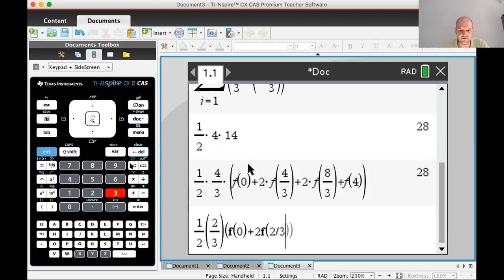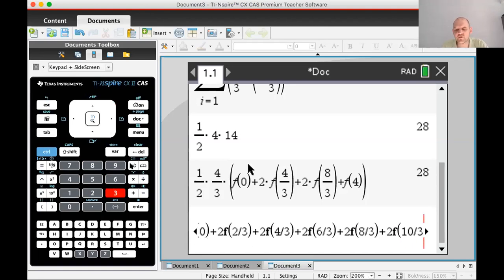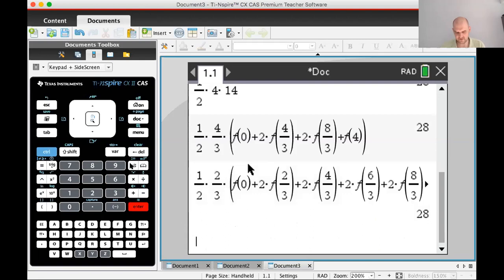2 f of 2/3, 2 f of 4/3, plus 2 f of 6/3. It's so much typing. I should have written a summation for this. It's just that the summation's a little weird, and I don't feel like it's super educational to see it. 12/3 is 4, 28. There we go. So a trapezoidal sum on a trapezoid is obviously going to, it's like using a rectangle sum on a rectangle. You're going to get the exact value. So we got it both times.